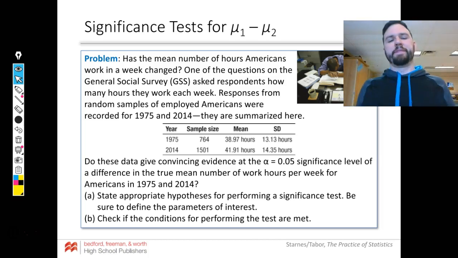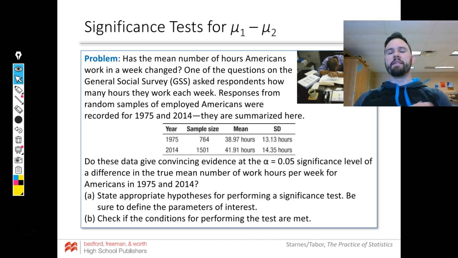So they took a sample size of 764, 975, found the mean and standard deviation. In 2014, they took another sample of 1501. So pretty good sample size, actually. So do we have convincing evidence that people work more in 2014 than they did in 1975?